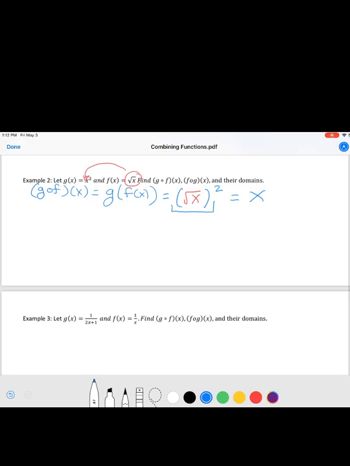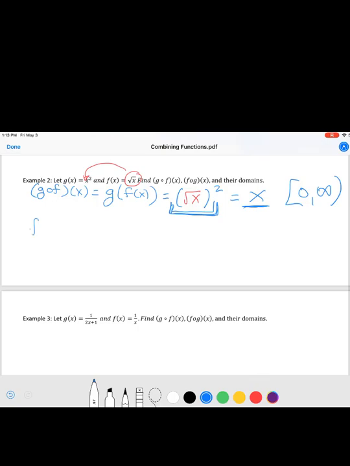The unsimplified version does have a square root in it, so whatever I plug in for x has to be 0 or it has to be positive so that I don't get negatives under the square root. So my domain for g of f of x has to be from 0 to infinity. Even though it looks like it would be all real numbers if you look at the simplified version, that's not true. You want to look at the unsimplified version.